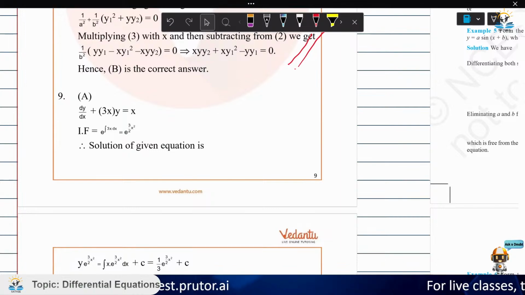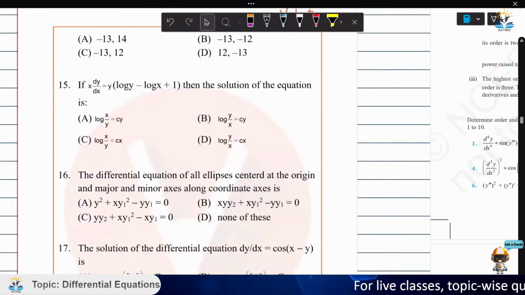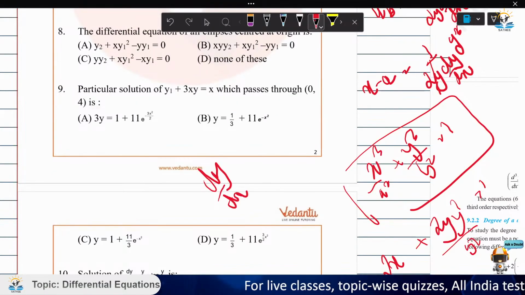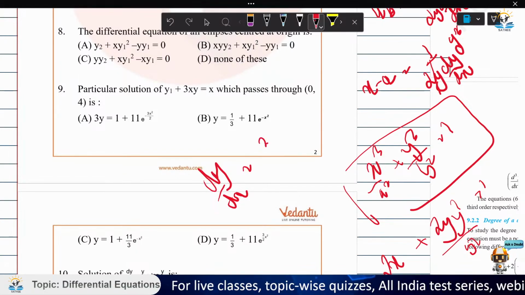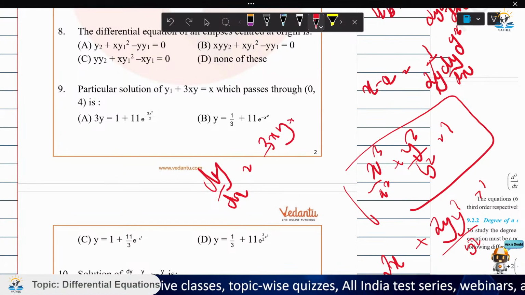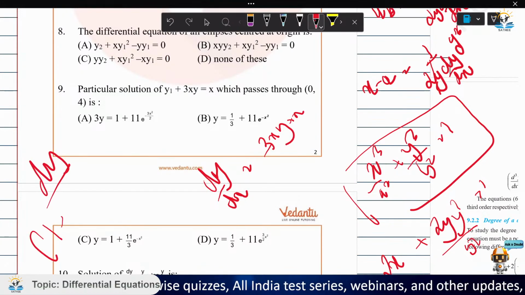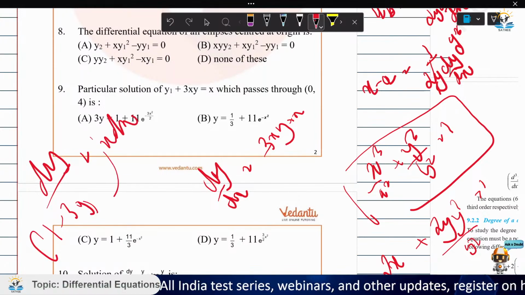Okay, so now we have another question. Let's go with question number 9. The particular solution which passes through 0, comma 4. So it is very easy. We are given dy by dx is equal to x minus 3y plus x. So what we do here is we take x as common and we write dy by dx, 1 minus 3y is equal to x dx, then integrate.